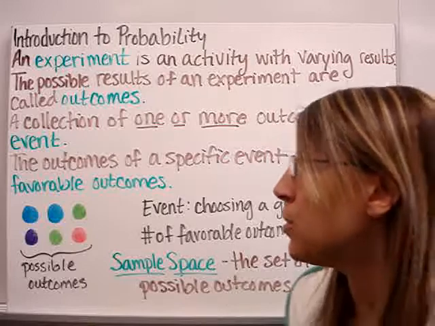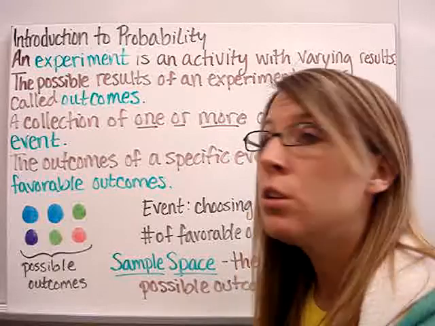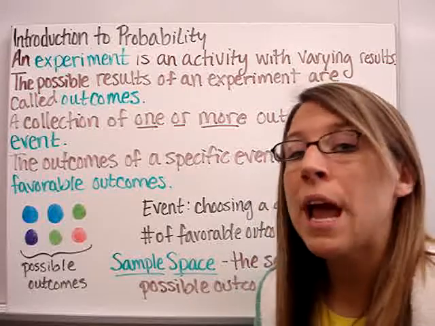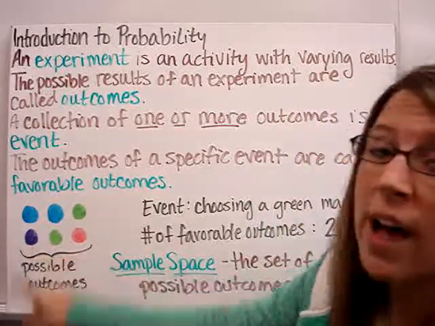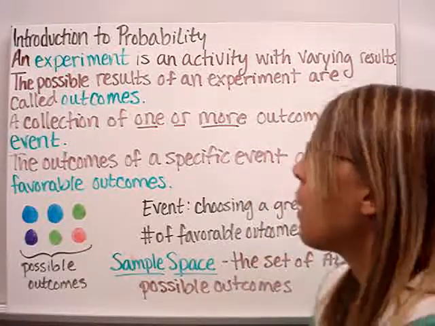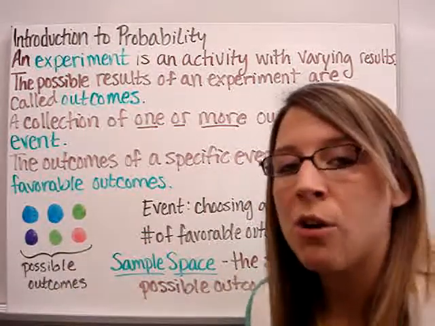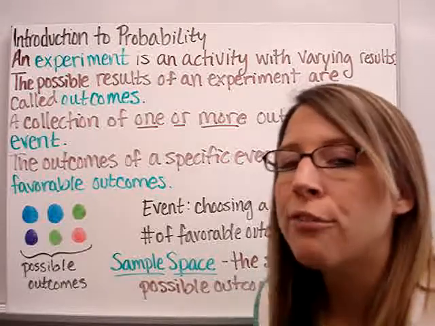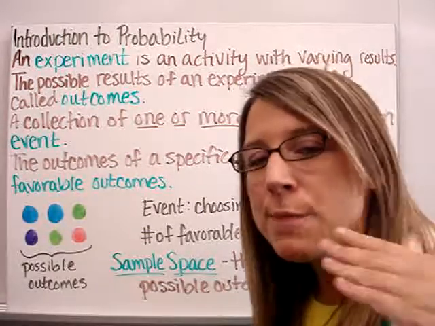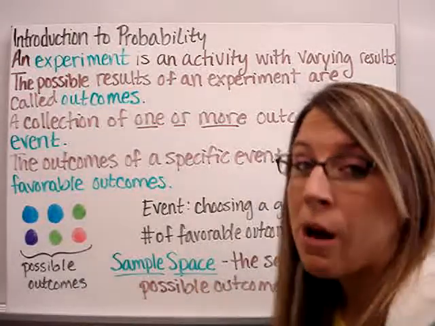If I asked you how many favorable outcomes are there for choosing a blue marble, you would say 2. How many favorable outcomes are there for choosing a purple marble? Well, there would be 1. And how many favorable outcomes are there for choosing a red marble? There would be 1. There are multiple possible outcomes, but the favorable outcome is getting the specific outcome that you want for a particular event. And just another definition to keep in your notes and keep in the back of your mind is that a sample space is the set of all possible outcomes.